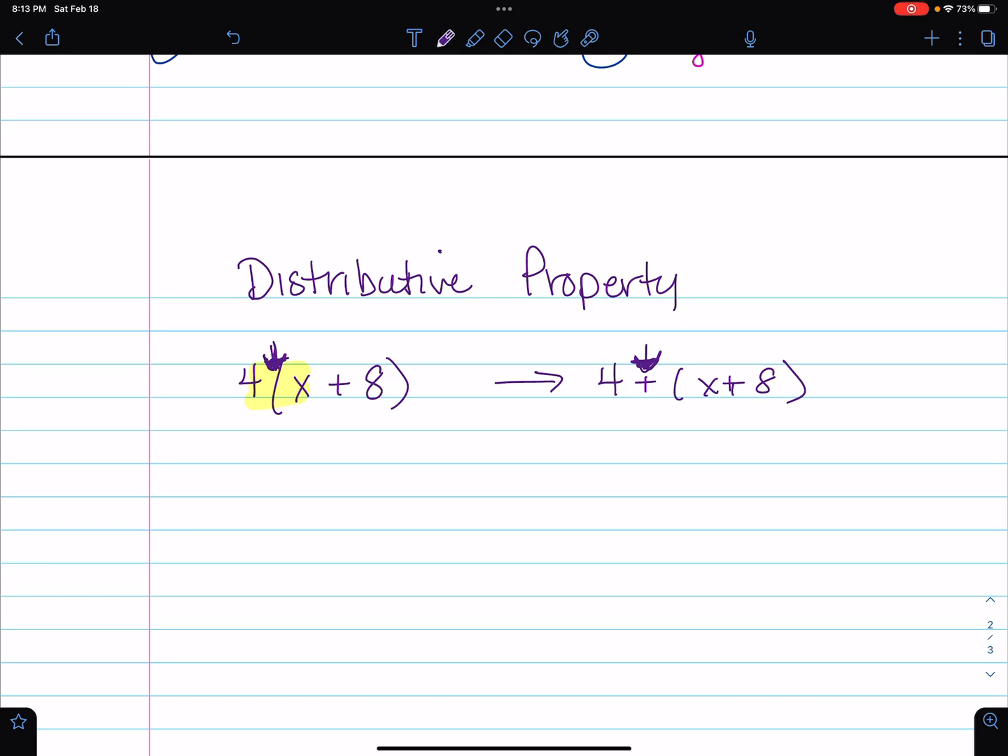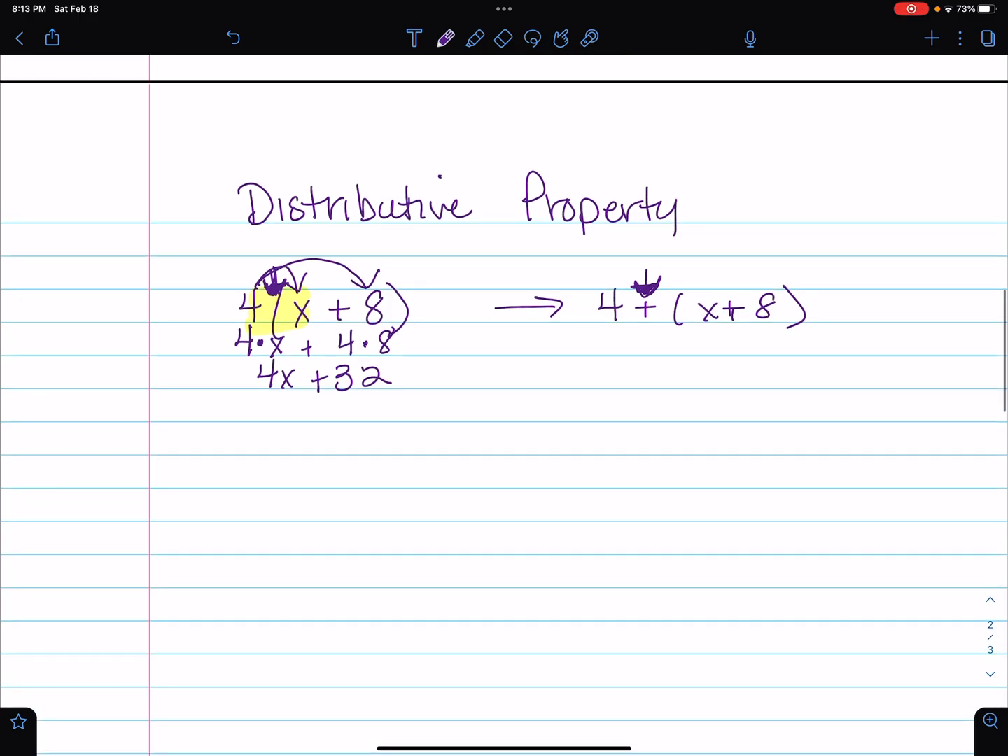So we're going to distribute this by combining the terms that are on the inside with the one on the outside. So I'm distributing the 4 to the x, and I'm distributing the 4 to the 8. And that becomes 4x plus 32.